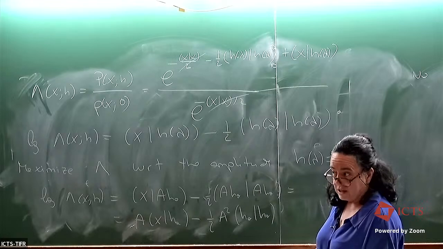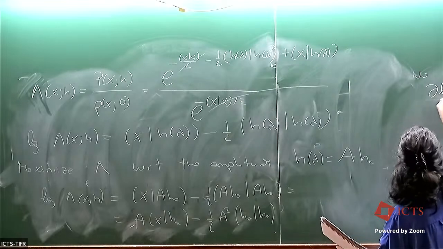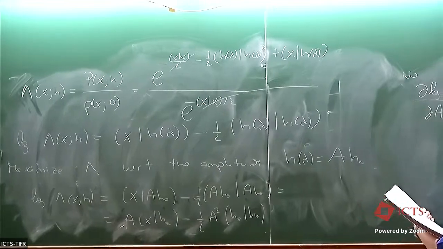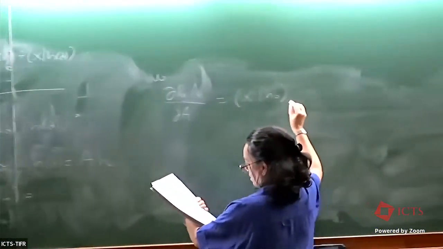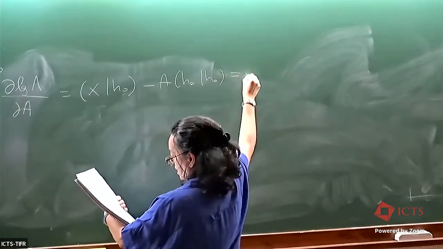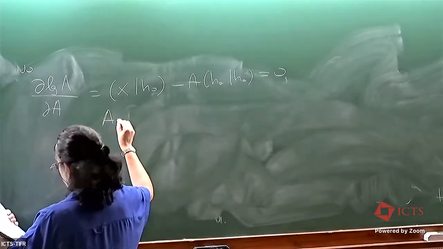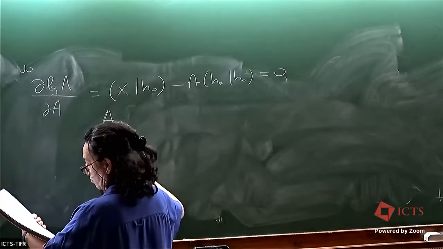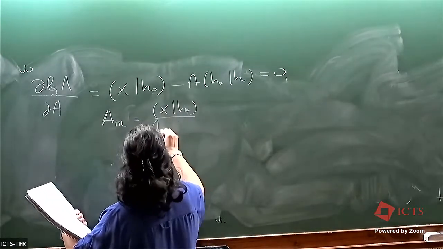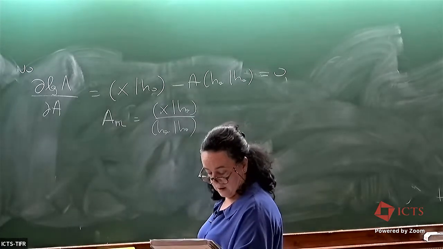And now if I want to find the maximum, what I have to do is differentiate with respect to A. That is going to give me these quantities here. I just make it equal to 0. And therefore I can deduce the value of the maximum likelihood of this parameter, which is given by this quantity.